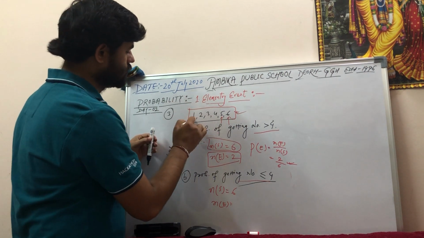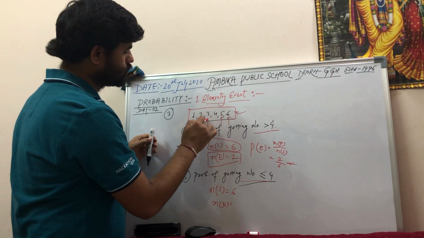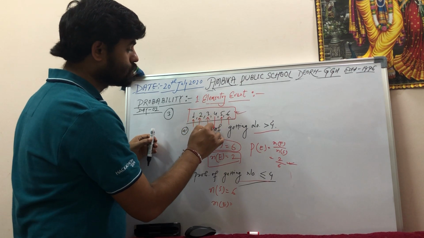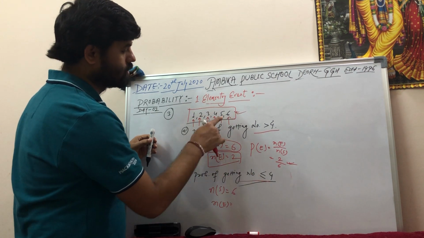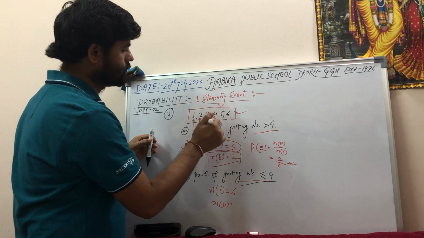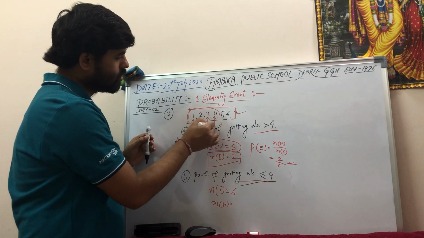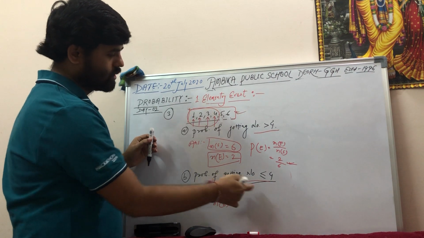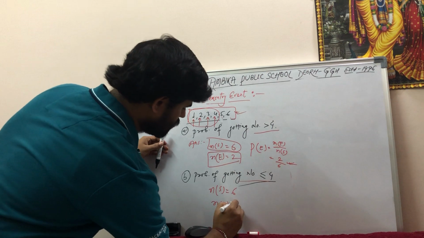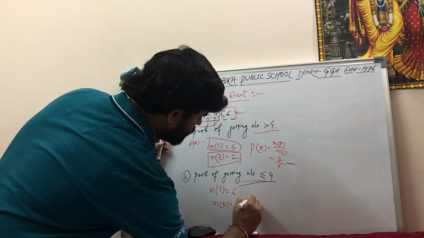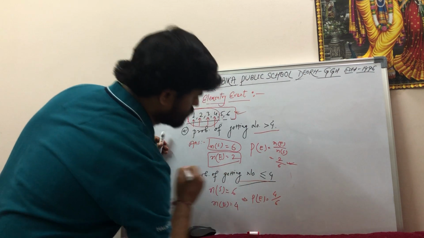This is smaller than 4, this is smaller than 4, this is smaller than 4. This is not smaller than 4 but equal to 4, and here we have to consider equal to also. So I will just delete this one. How many probable events are here? 1, 2, 3, 4. So the number less than or equal to 4 is how much? 4. So I will put number of events equals 4. So the probability of the event equals 4 by 6.